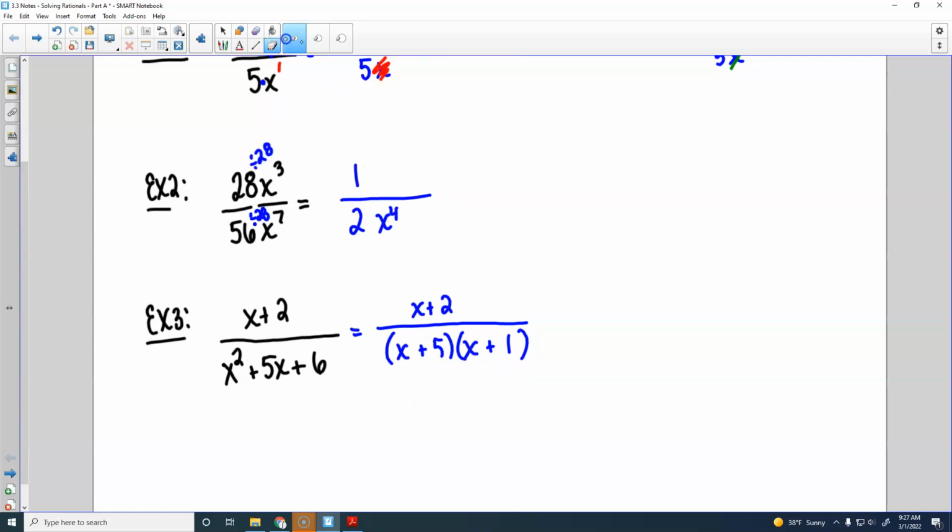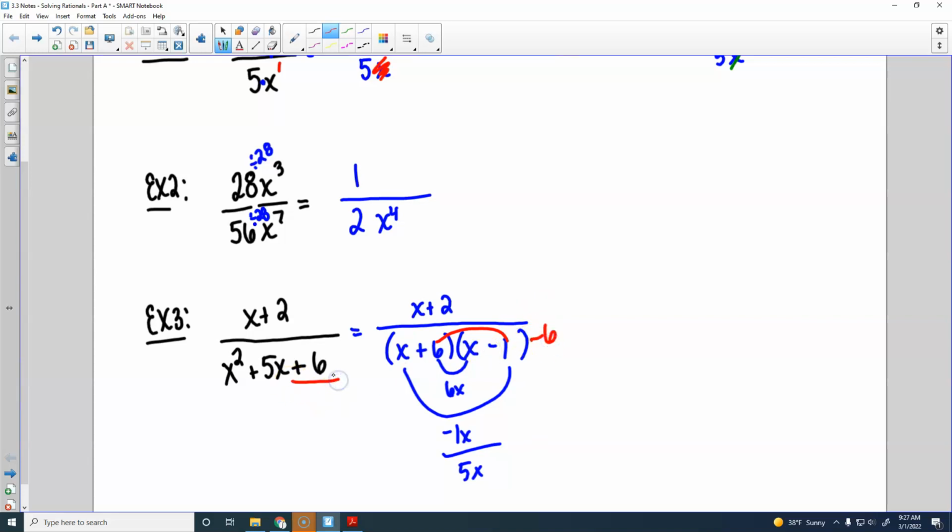Almost. If I want students to miss a problem, I can give them x squared plus 5x plus 6 because of exactly what you just did there. So if I do plus 6 and a minus 1, now I've got 6x and I've got minus 1x. That looks great. That gives you 5x. But what's 6 times negative 1? Negative 6. I need it to give me a positive 6. So I can't use a positive and a negative on this. It's 2 and 3.